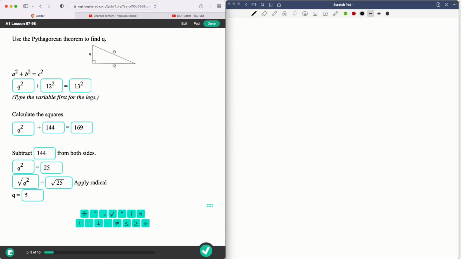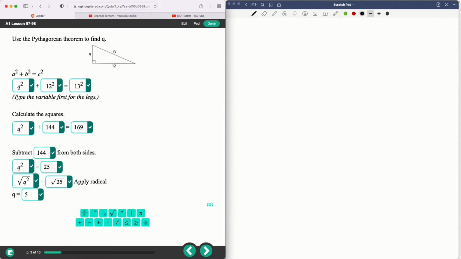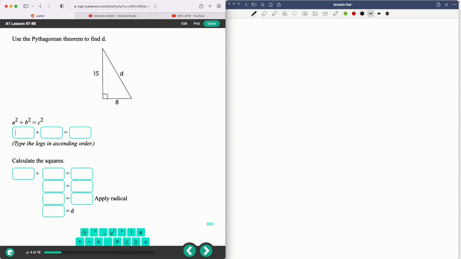Next problem. Let's check that first. And you can see everything that is in there is correct. So let's move on to number 3. We're going to use the Pythagorean theorem to find d. Same thing that we've been doing. We just do upright, bottom, hypotenuse.